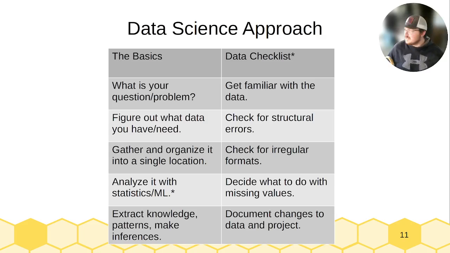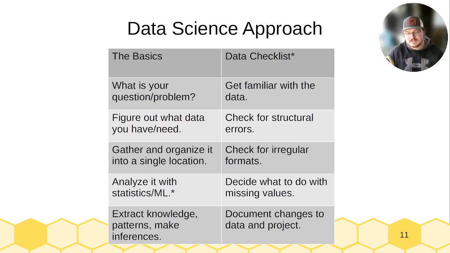Now this takes me to our final slide, which is about our data science approach. So to me, there's two lists of things that I always want to keep in mind when I'm doing a data science project. And I call them the basics and the data checklist. So we're going to start with the basics. Every time you start a project, you should think about these 5 steps, okay? And you're going to work your way through the basics as if it's a checklist.